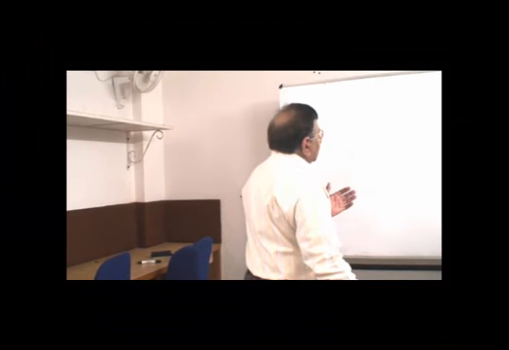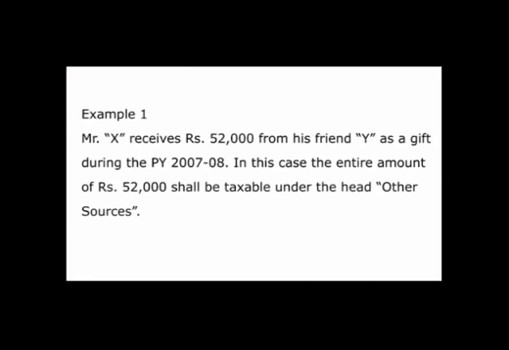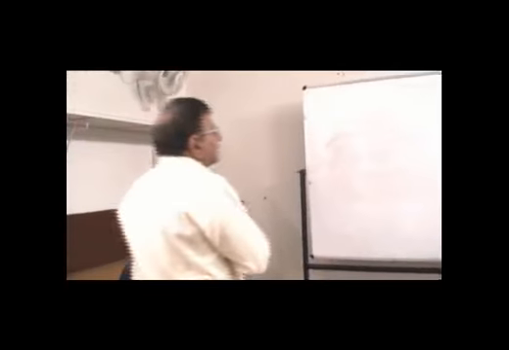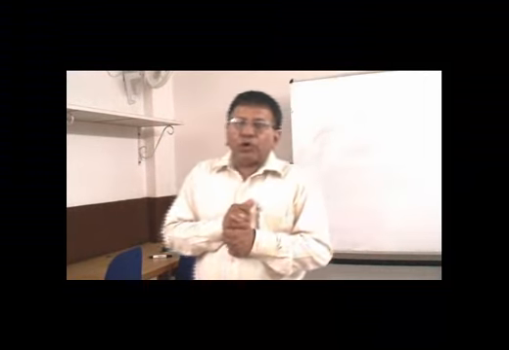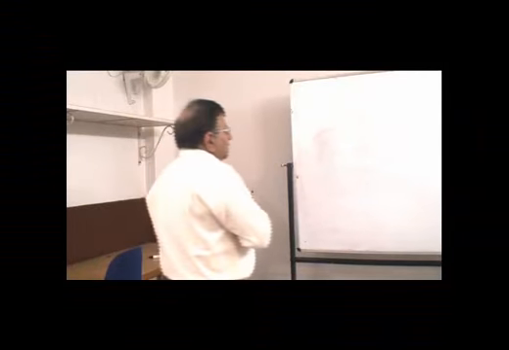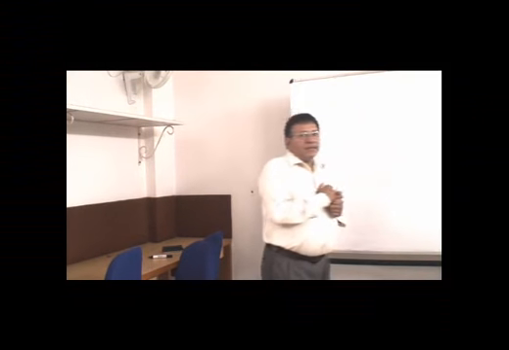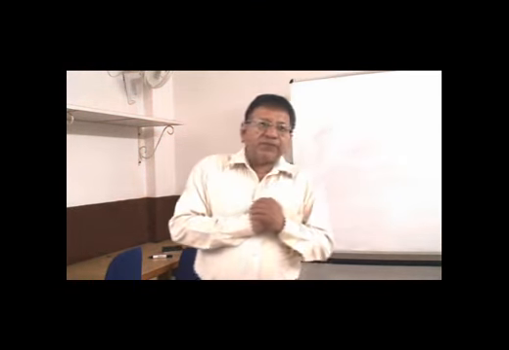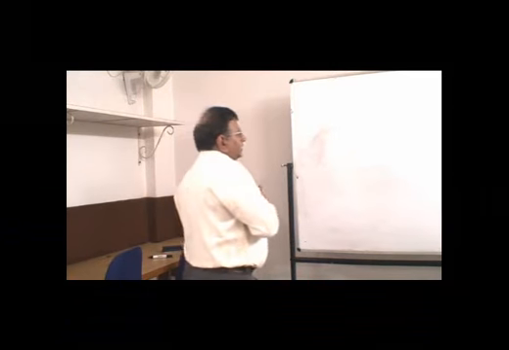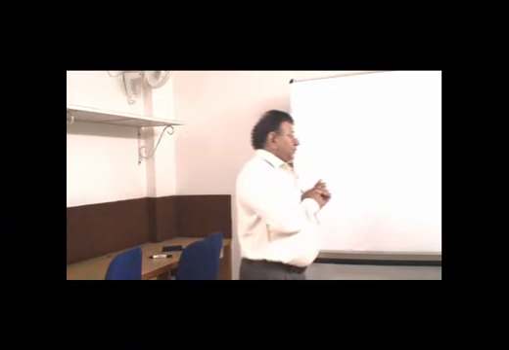Just see it. In my example, Mr. X receives rupees 52,000 from his friend Y as a gift during previous year 2007-2008. So in this case, the entire amount of rupees 52,000 shall be taxable under the head other sources. Had this amount been 49,500 or 50,000, then the whole of the amount would have got the exemption. Since the amount exceeds 50,000, the whole of the amount received by Mr. X as a gift shall be liable to be taxed under the head income from other sources.